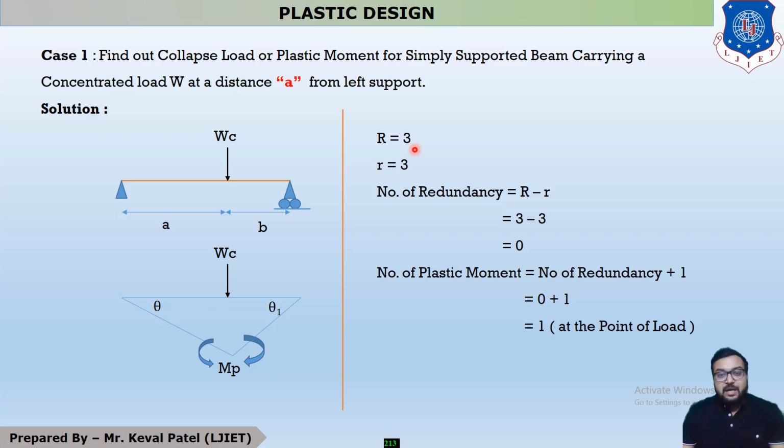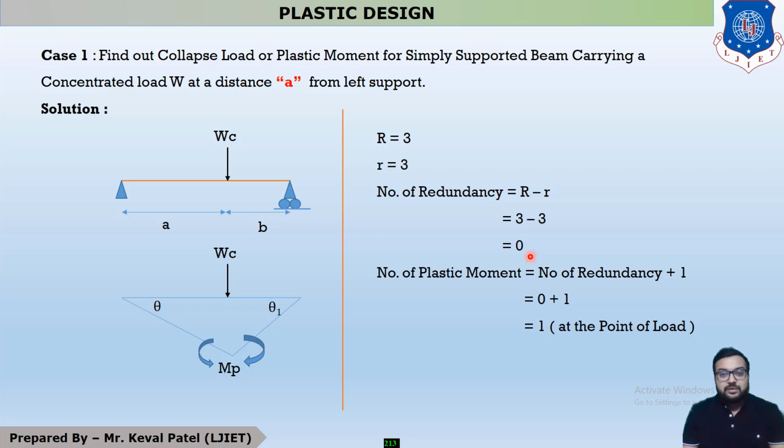So after finding out the capital R and small r, now we have to find out the number of redundancy. The number of redundancy is equal to capital R minus small r. So it is equal to 0, because your capital R is equal to 3 and your small r is equal to 3. So 3 minus 3 is equal to 0. This is the end of your step number 1.